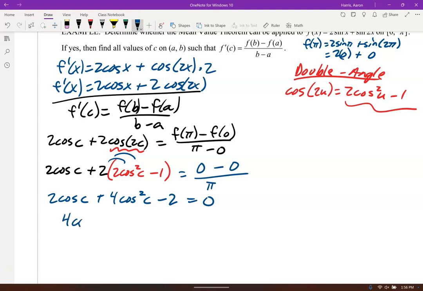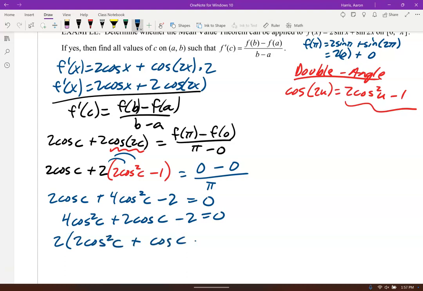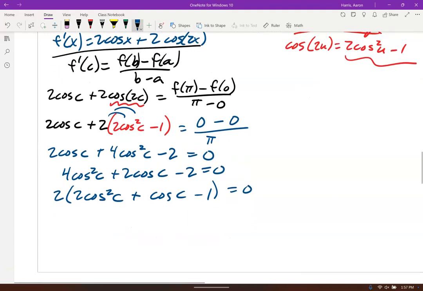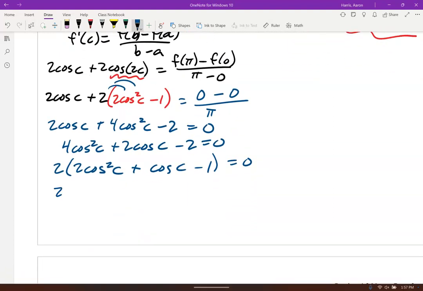Let me write that in order. 4 cosine squared c plus 2 cosine c minus 2 equals 0. Let me take a 2 out. And so I'd have 2 cosine. Let me factor this. Think about this, it's quadratic in form. It's just like factoring 2x squared plus x minus 1. So I know that's going to be 1, 1. That's going to be a plus. That's going to be a minus. Double check that. 2 cosine squared plus 2 cosine minus 1. There we go. Equals 0.